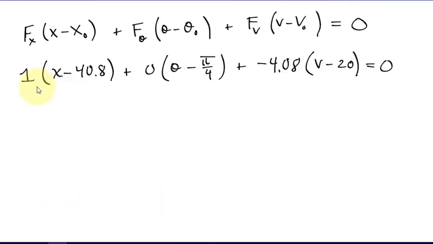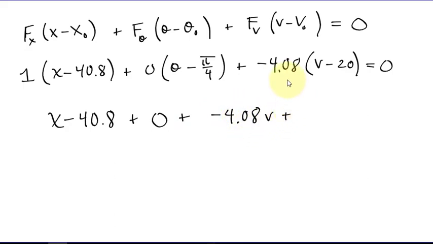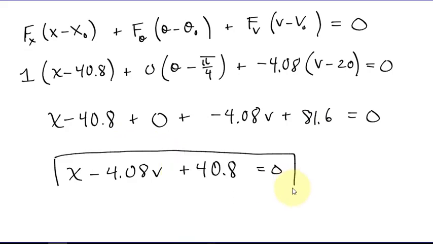Well, in this case, 1 times x minus 40.8 is x minus 40.8. And this is just 0. And then we've got negative 4.08 v plus the 4.08 times 20, 81.6 positive, and then if you combine 81.6 minus 40.8, you get positive 40.8. So that's it. That's the equation of the tangent plane.